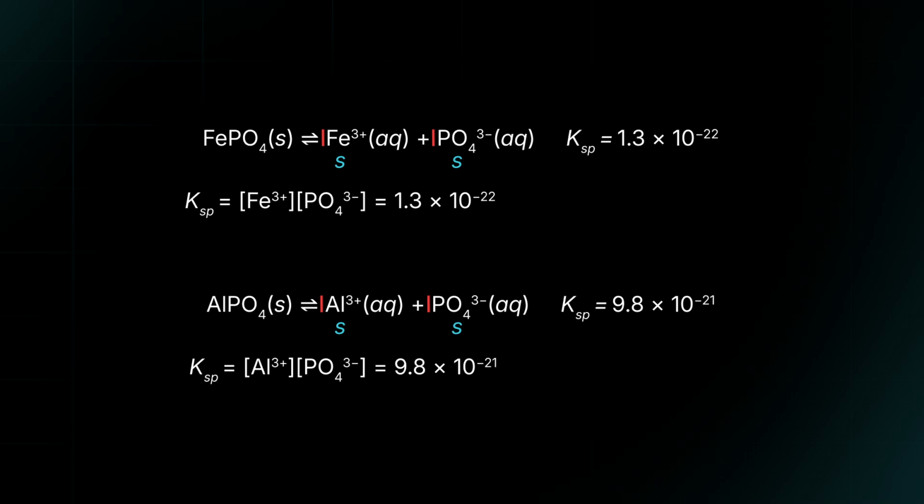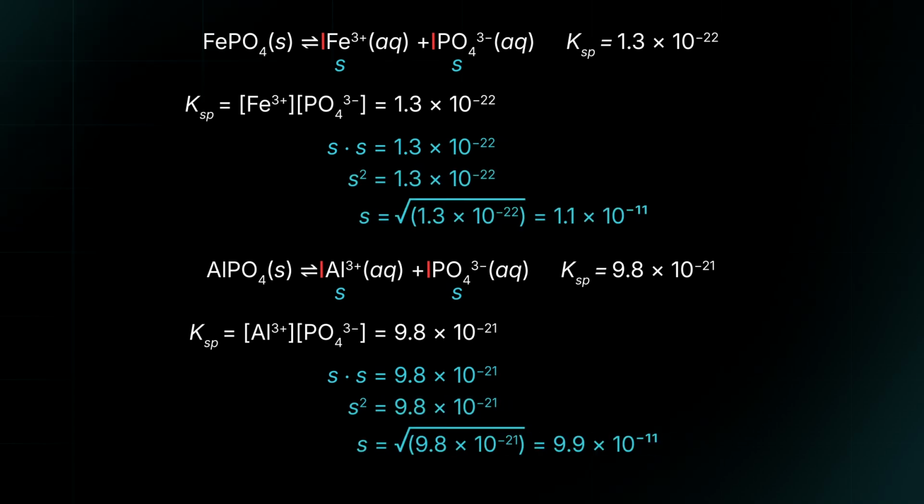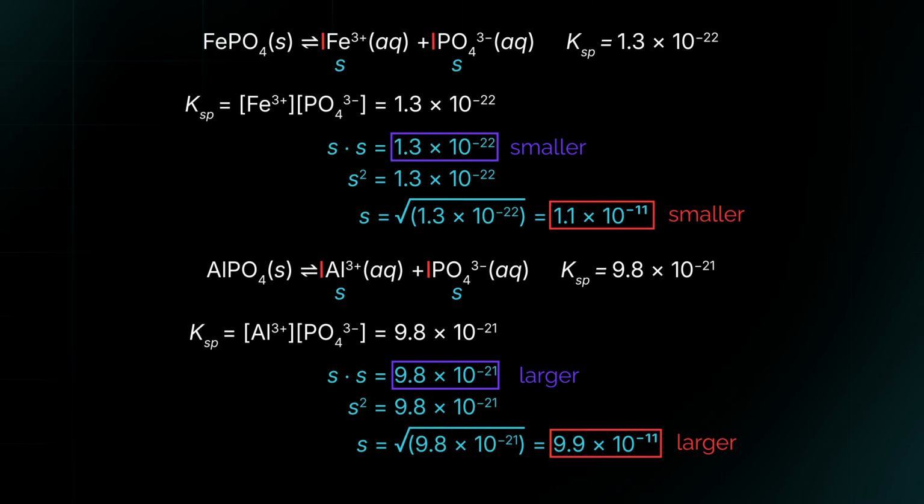Substituting S for both concentrations, we get the following. This allows us to solve for S, the solubility. We find aluminum phosphate is more soluble. From the KSP values, we could have directly ranked the solubilities of iron and aluminum phosphate. Since aluminum phosphate has a larger KSP, we could have confidently predicted that it's more soluble without even doing the full calculation. So simple, right?